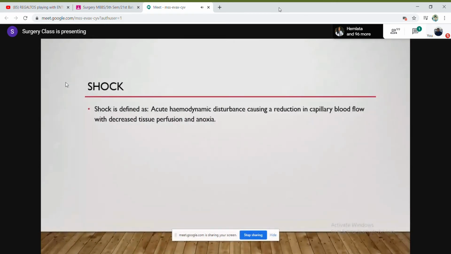And anoxia. Anoxia is a term not very commonly used. It's really hypoxia. Anoxia is total absence of oxygen. So hypoxia, I think, would be a better term here. However, the authentic books describe this as a definition: an acute hemodynamic disturbance causing reduction in the capillary blood flow with decreased tissue perfusion and anoxia.